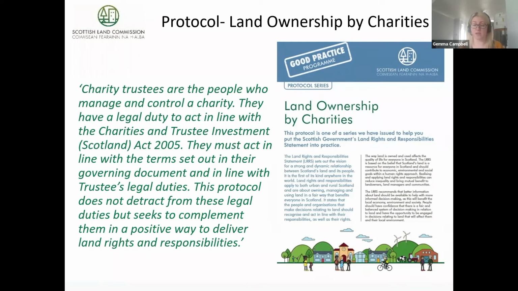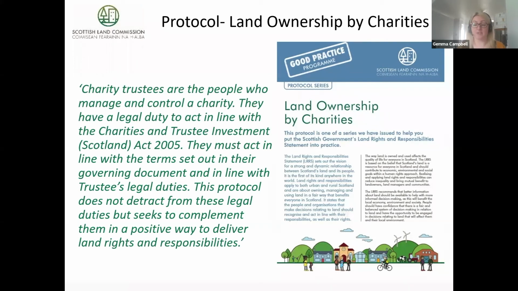So, as we say on the slide there, charity trustees have got to act in accordance with their governing document and with trustee legal duties, and that's similar to trusts. We do appreciate that there are certain duties that have to be met, and that the expectations we are setting out are there to complement those. If there was anything in the governing document that prevented those from being taken forward, then that's perfectly valid. So in terms of the charity protocol, charitable status is a status that recognises a contribution to society. There are also legal requirements.